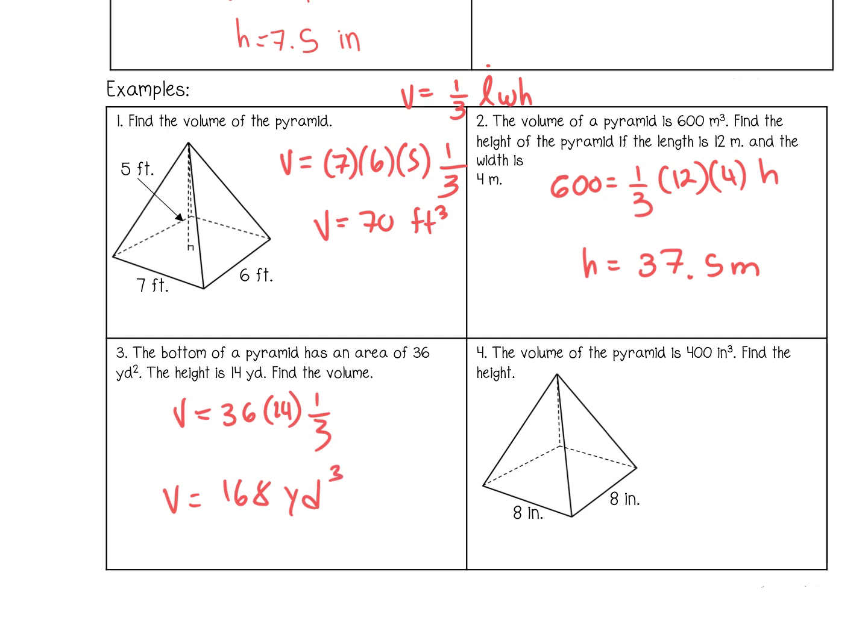And then they're telling us for number 4, the volume of a pyramid is 400 inches cubed. Find the height. We're going to do 400 equals 1/3 times 8 times height. So our height is going to be 18.75 inches.